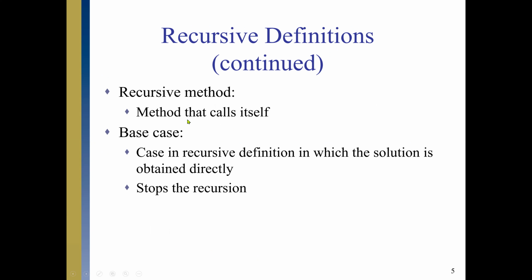So recursive method is a method that calls itself, and also a base case will be the case in recursive definition in which the solution is obtained directly. When we reach the base case, it stops the recursion. So the base case will be the smaller version of the problem.